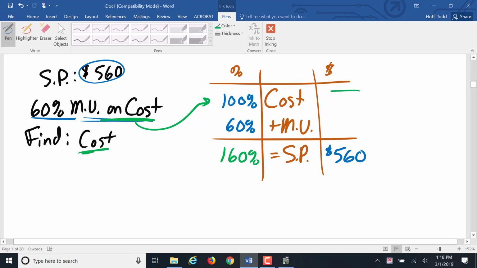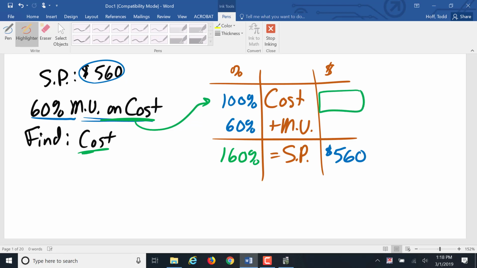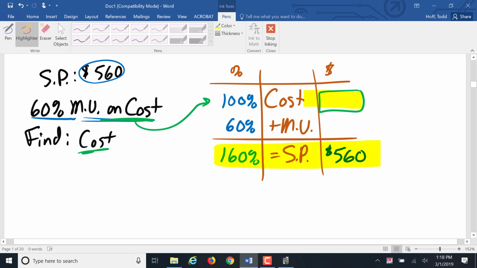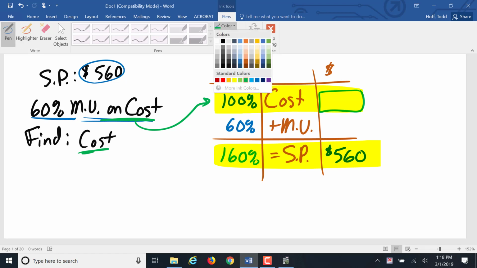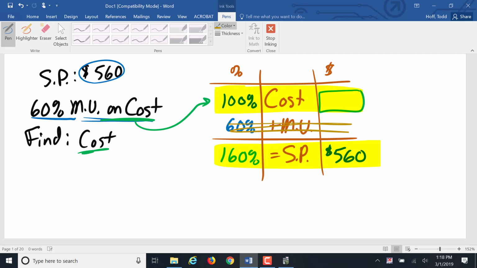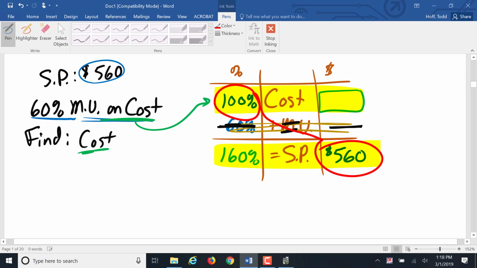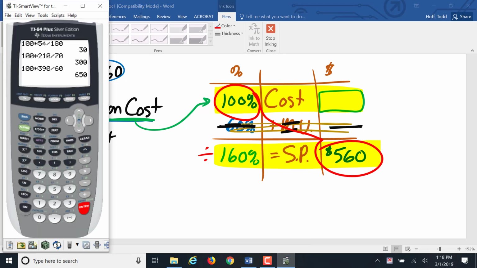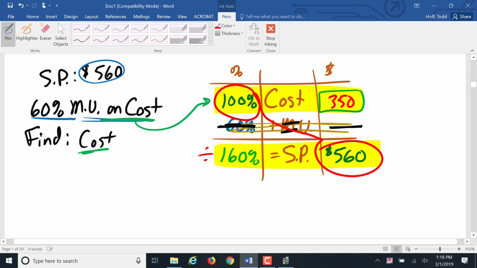We're asked to find the cost. That's this right here. So we have, again, the selling price. We have both the percent and the dollar amount. We're looking for the dollar amount of the cost, and we do have the percent on the other side. So those are the rows we're going to use. Means we don't need that middle row in this case again. So our proportion is 100 over 160 equals blank over 560. Cross multiplying 100 times 560 divided by 160 is going to give us $350 is our cost.